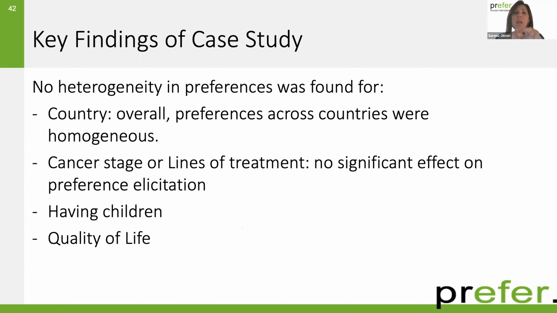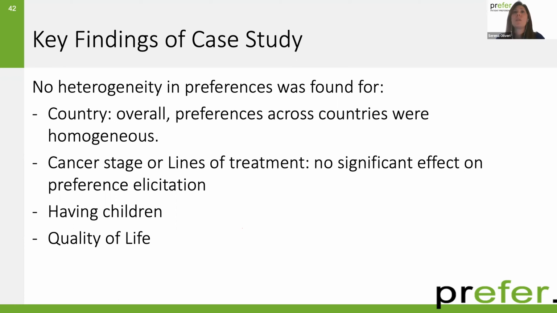I would like to focus on the results related to cancer stage or lines of treatment. Indeed, we expected to find variability in preferences due to the cancer stage, early stages versus later stages, and lines of treatment, because we expected that people that already had an extensive experience with the treatments, or people at a later stage of cancer, would prefer survival more than people at early stages.